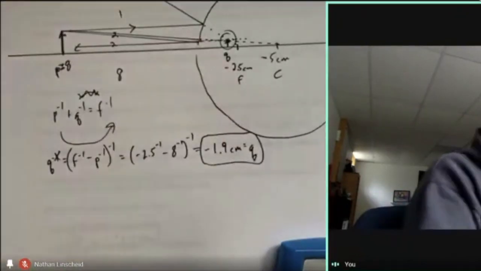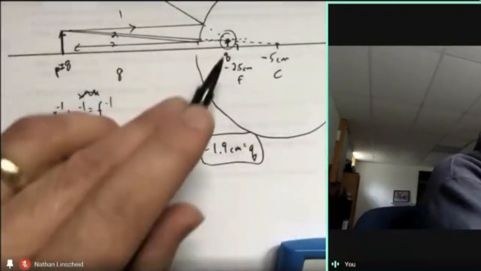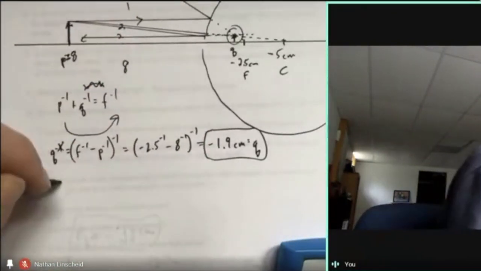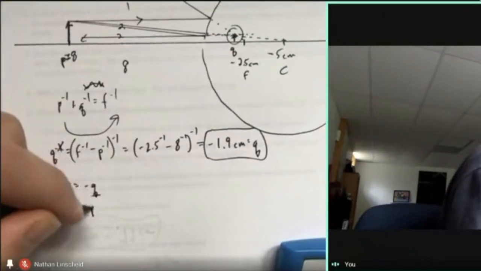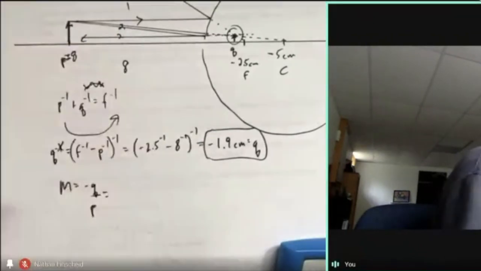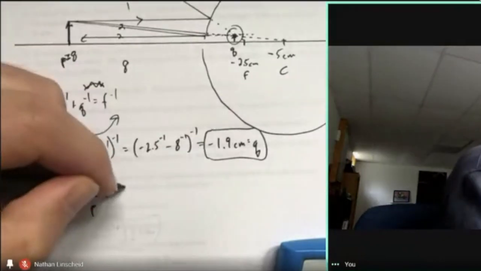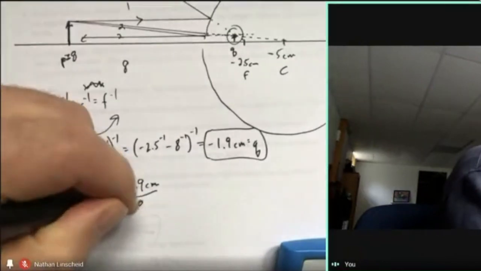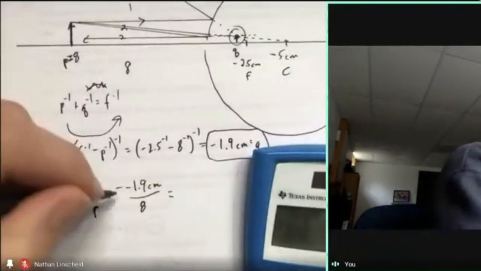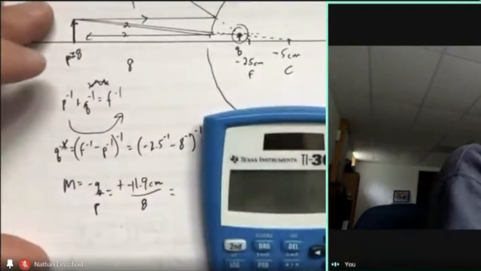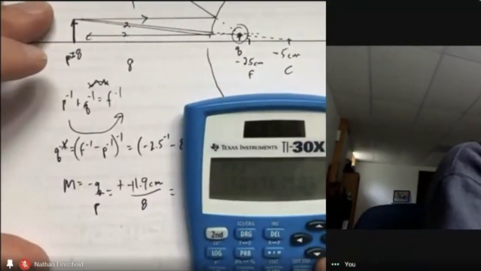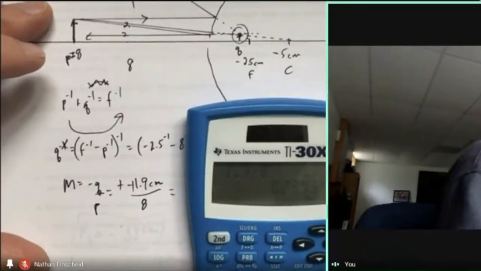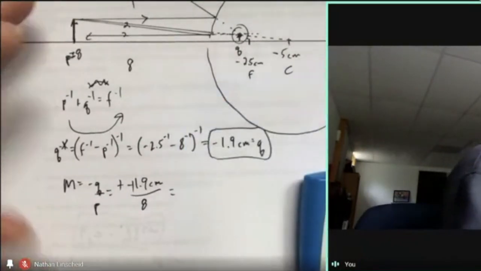And that makes sense, okay, because it should be negative because it's on the back side of the mirror. All right, then to find the magnification, M equals negative Q over P, right? Q, we just said, was negative 1.9, so it's negative 1.9 over P, which is 8. Well, negative over negative is positive, so it's just going to be 1.9 divided by 8. And that's 0.237, so we'll just say 0.24.